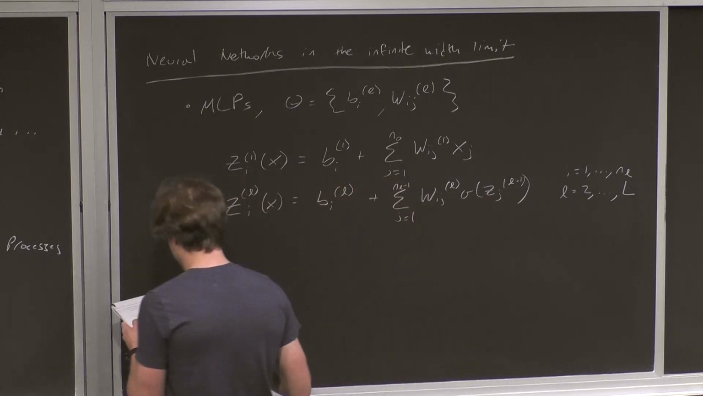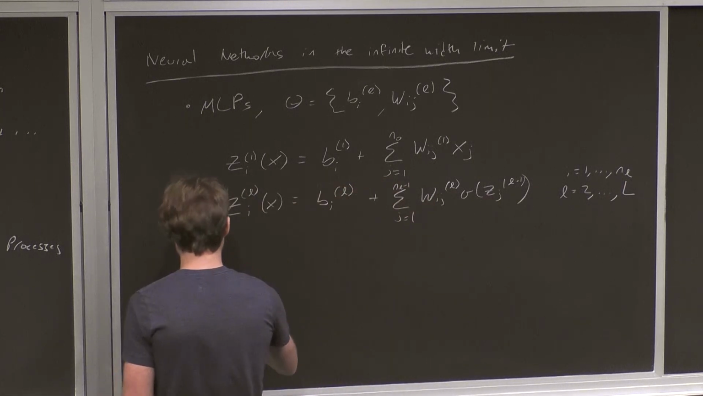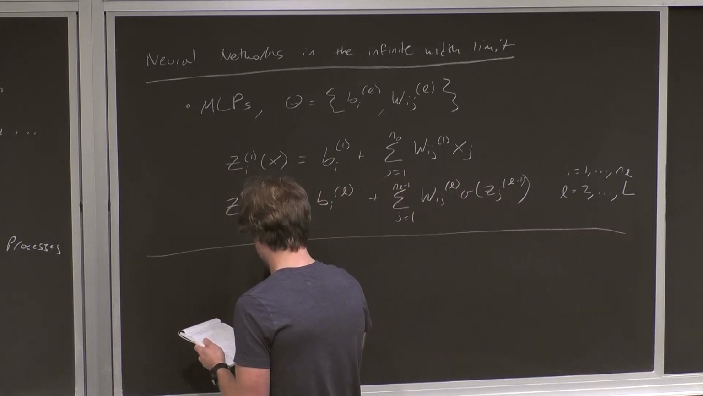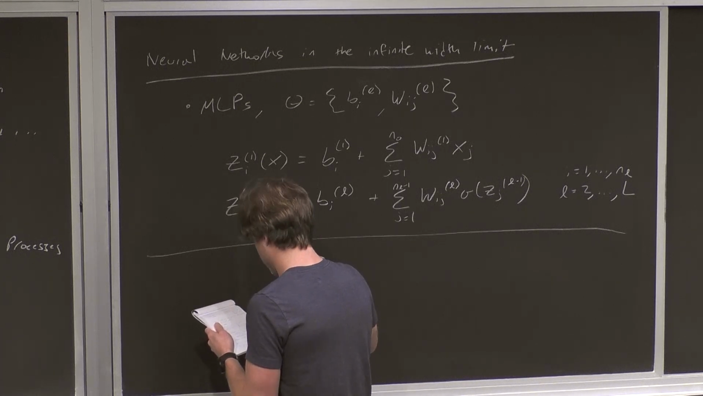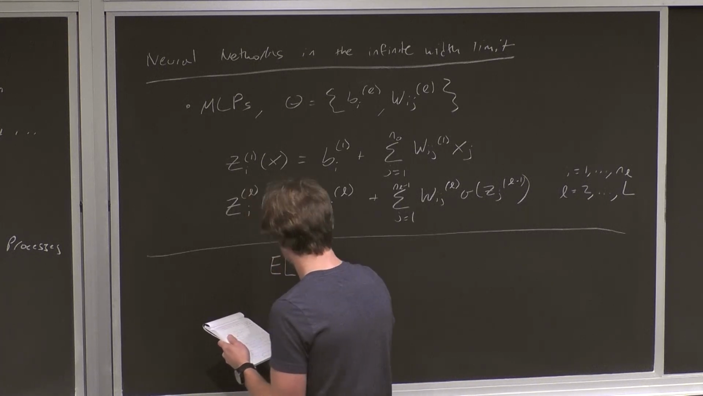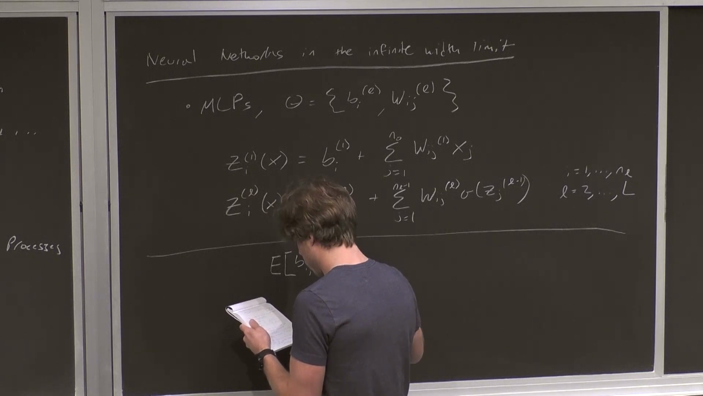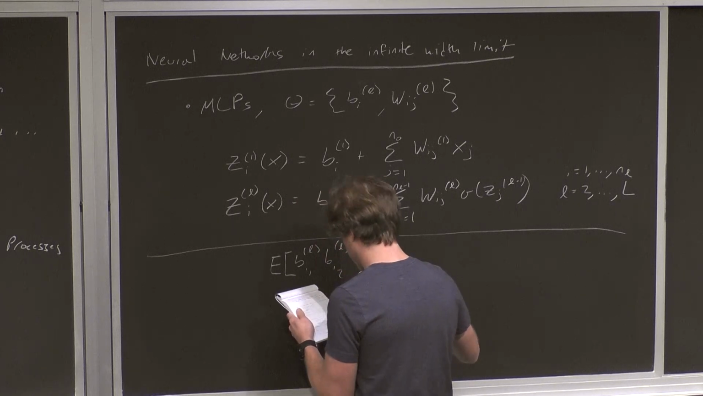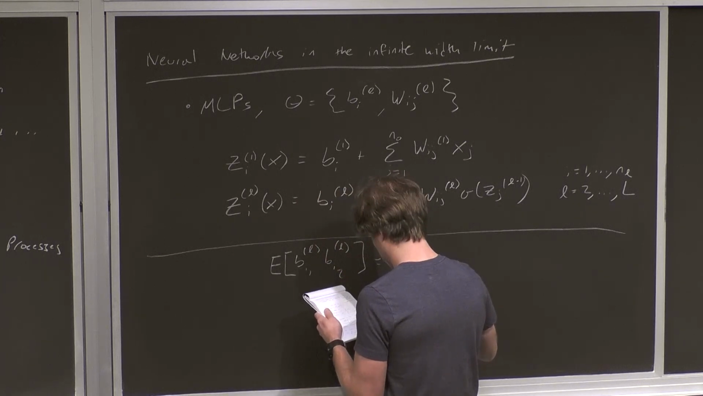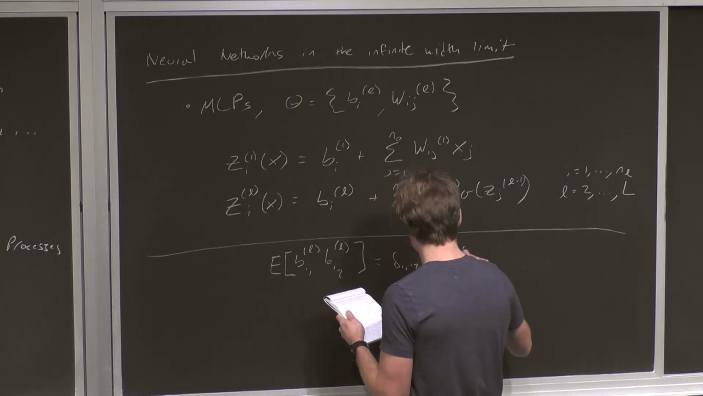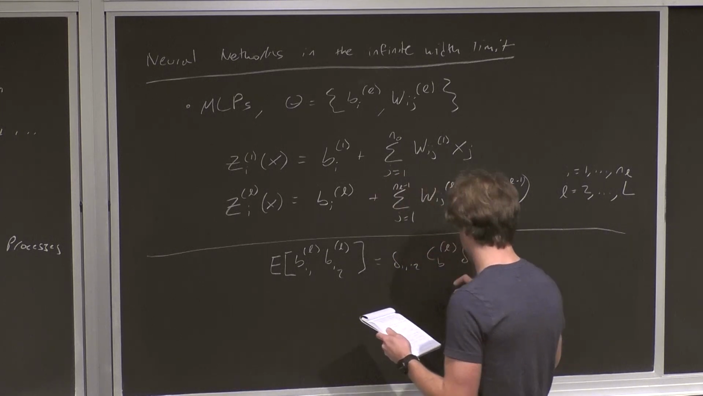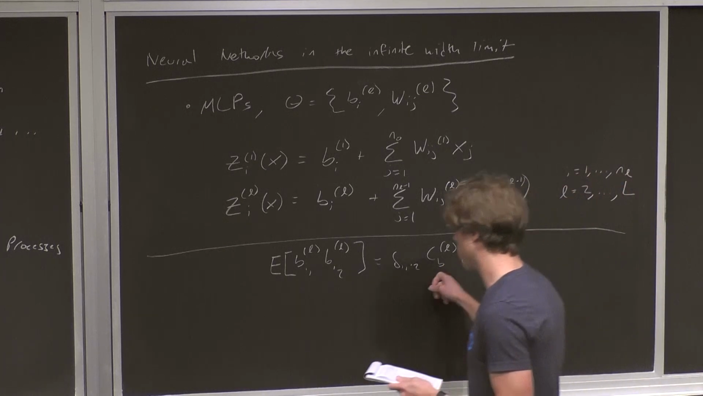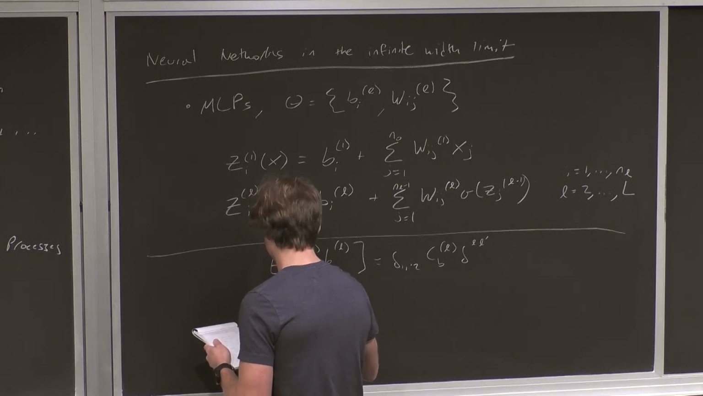And at initialization, we have a random network. So we're going to sample our biases and our weights from Gaussian distributions with zero mean and some covariance. So for the bias, they will have some covariance. It's diagonal in neural indices and independent at each layer, and then there's some covariance at layer L for the bias. Similarly, we'll define the weights the same way.